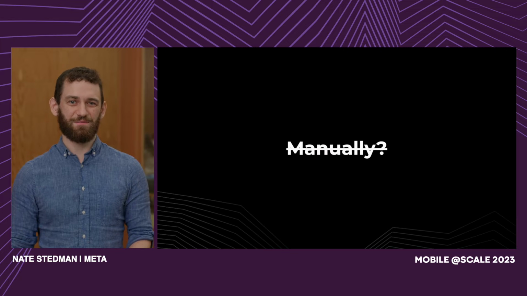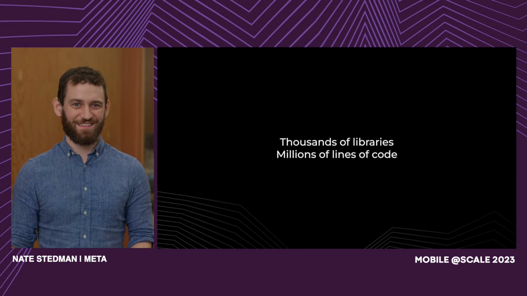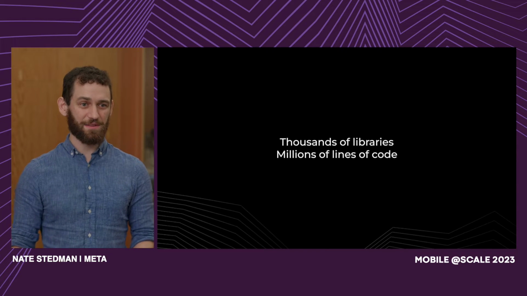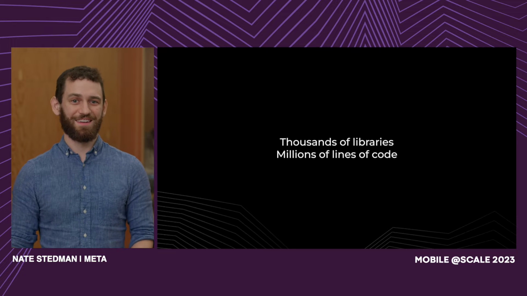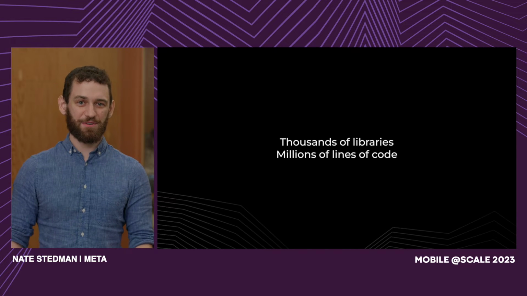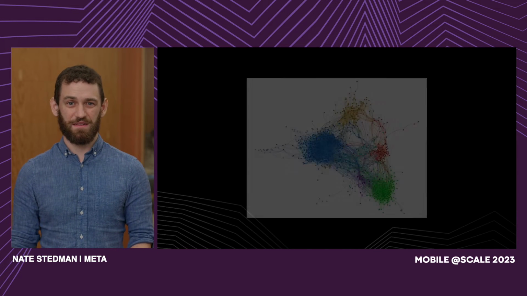However, we decided manually wouldn't work for us. Instagram is just too big to assign the code manually. We have thousands of libraries. We have millions of lines of code. The list of assignments would be huge. Engineers would need to actively decide when they add a new file where that file should go, and it would add overhead to the development process and create opportunities for making mistakes.